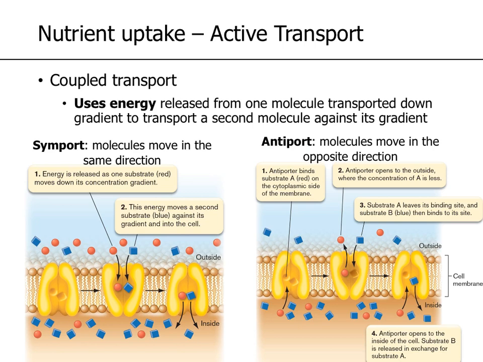symports and antiports. So this is coupled transport of molecules. In this case, you have two different molecules that are gonna be moving, okay? One of them is gonna provide the energy for the other one to come through. So the one that is moving down the concentration gradient is gonna provide energy for the one that needs to move across up the concentration gradient.